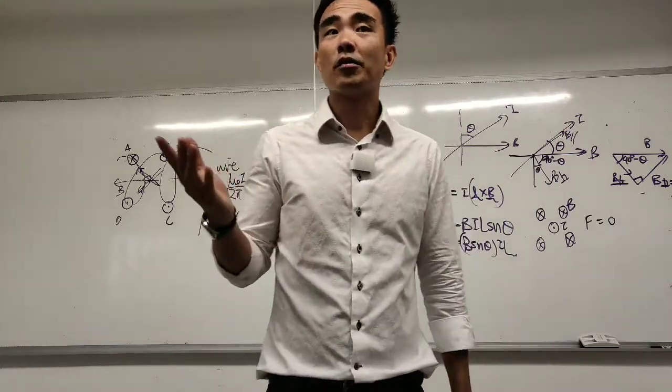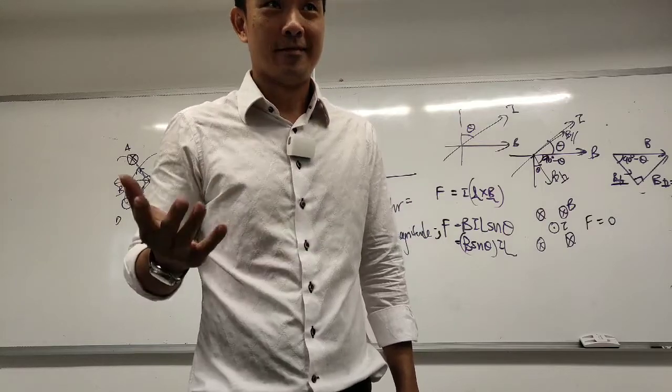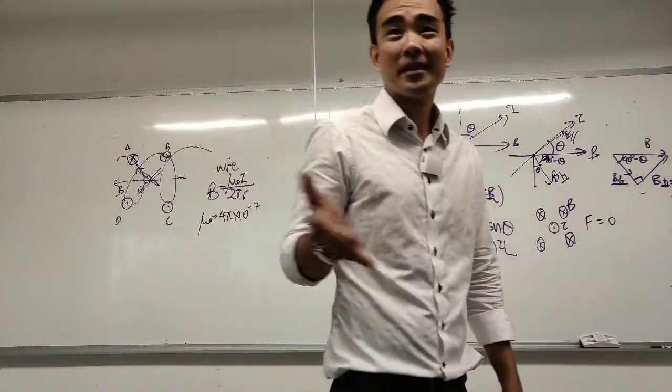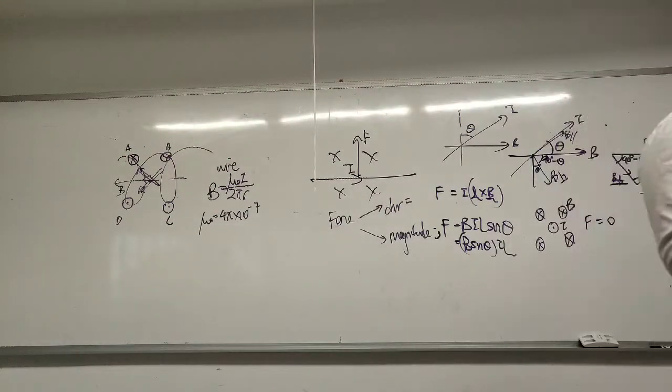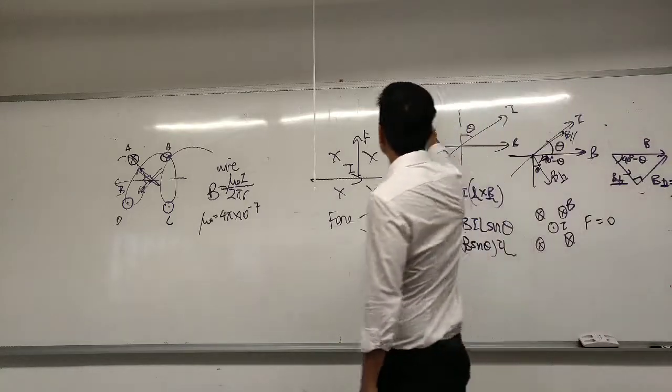So this is what some people call the right-hand slap rule. Right-hand slap rule. And it works. L cross B. It works as well. L cross B, in. Don't believe? Let's try another situation.